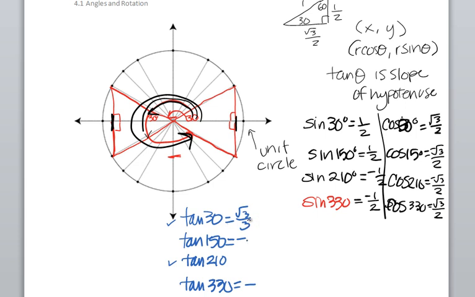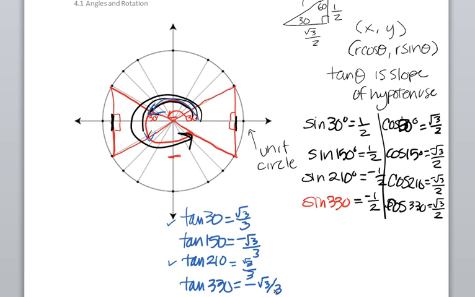Tangent of 150, that's here in quadrant 2, that's negative root 3 over 3. Back here in the third quadrant, our slope is positive, so tangent of 210 is positive root 3 over 3. And then back all the way around again to quadrant 4, our slope is negative again, and so tangent of 330 is negative root 3 over 3. Okay, and that's basically it, right?